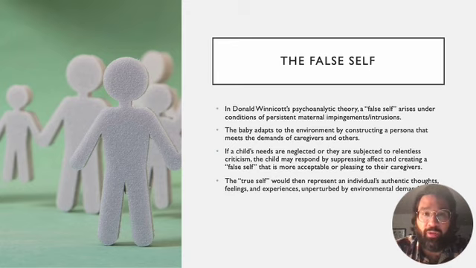Like it's good to be altruistic, right? It's good to place concern or consideration for others. Obviously that's a good thing, but too much of that, too much pushing aside our own needs and wants for the needs of others can lead to this sense of like, who am I? Where are my needs? Who's there for me? And that can seem maybe narcissistic, but it's perfectly natural to want our own needs and wants to be cared for and considered by others too, right? Some reciprocity, back and forth. The true self would then represent an individual's authentic thoughts and feelings and experiences, unperturbed by these environmental demands.